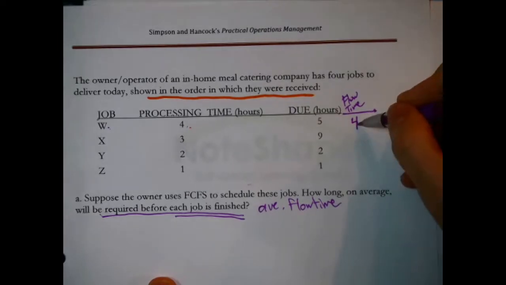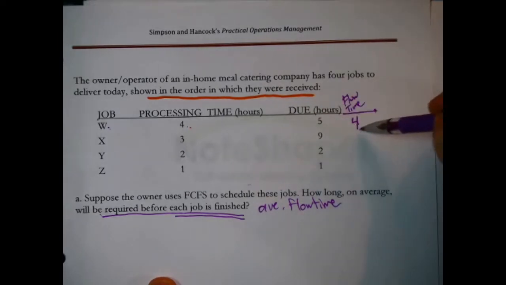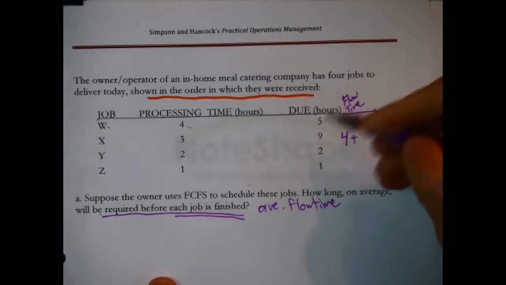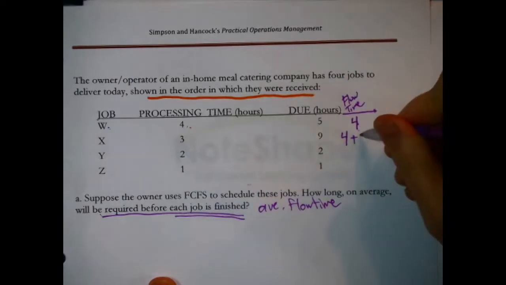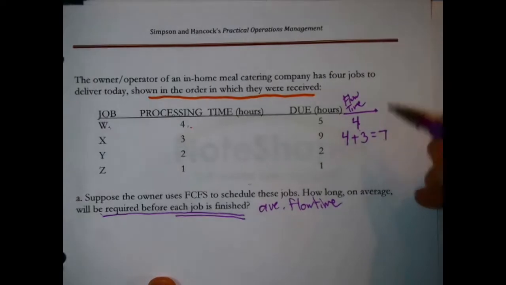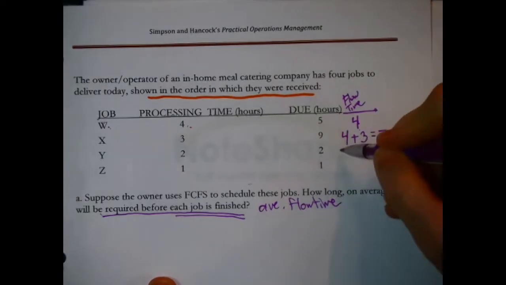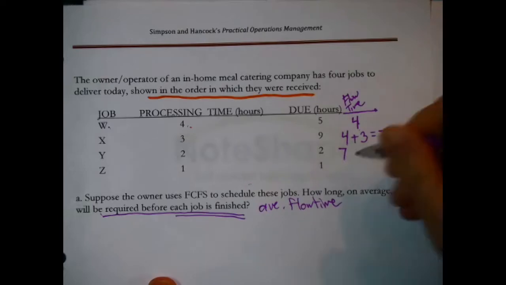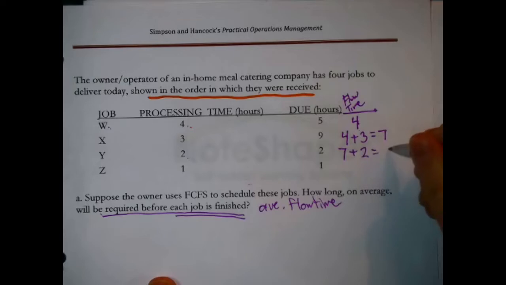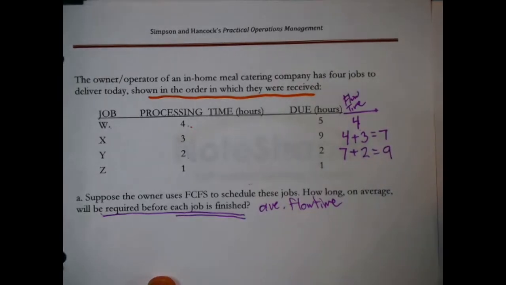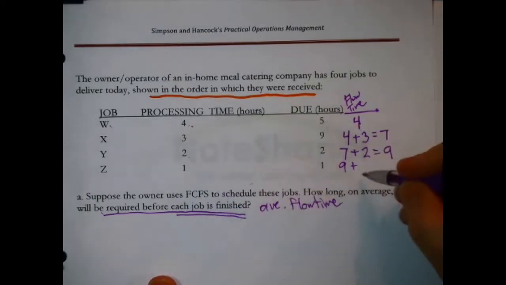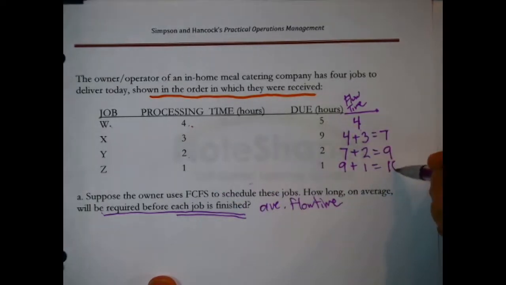That's its flow time. X has to wait for 4 hours because it's second, plus X is 3 hours worth of work. So the flow time for X is 7. Y would be next, but Y had to wait for 7 hours. Y is 2 hours worth of work, so the flow time is 9. And then finally, Z had to wait for 9 hours. Z is 1 hour worth of work, so the flow time for job Z is 10.